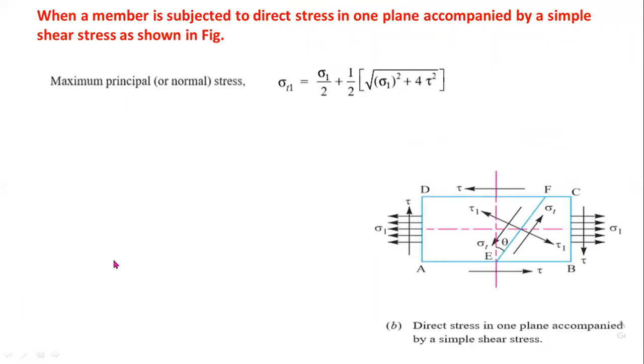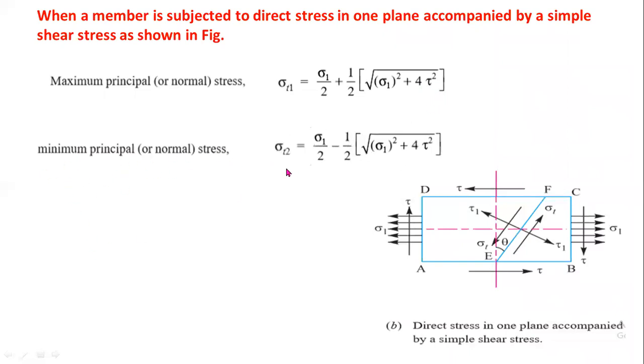When a member is subjected to direct stresses in one plane, accompanied by a simple shear stress, this is the formula for maximum principal stress: sigma T1 equals sigma 1 by 2 plus 1 by 2 square root of sigma 1 square plus 4 tau square. This is the formula for minimum principal stress: sigma T2 equal to sigma 1 by 2 minus 1 by 2 square root of sigma 1 square plus 4 tau square. Here sigma 1 is the stress induced in the component, that is axial or bending stress. Tau is the shear stress.